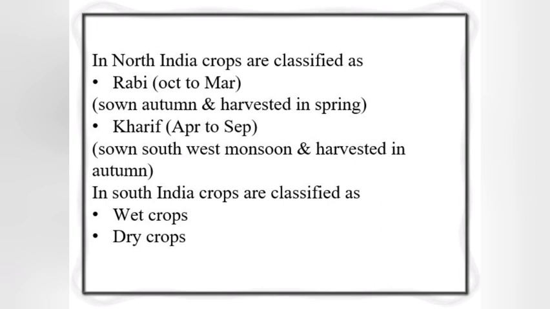If we take South India, there are no distinct seasons, right? So the crops are grown and classified as wet crops and dry crops. They are not mentioned with reference to the harvesting period or the sowing period, like the Rabi and Kharif crops. Under wet crops we have rice and sugar cane, and under dry crops we have wheat, maize, ragi, cotton and groundnut.